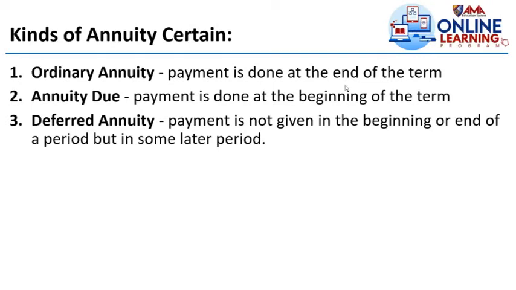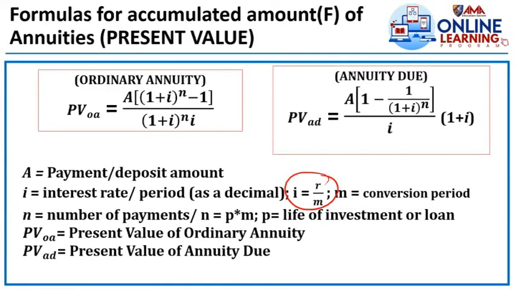Now, let's go with the formula for ordinary annuity and annuity due. Actually, there are two pairs for the present value and the future value. May present value for ordinary annuity, meron din future value na formula for the ordinary annuity, same with annuity due. Now, the formula for ordinary annuity is PV sub OA equals A times the quantity of 1 plus i raised to n minus 1, all over 1 plus i raised to n times i.